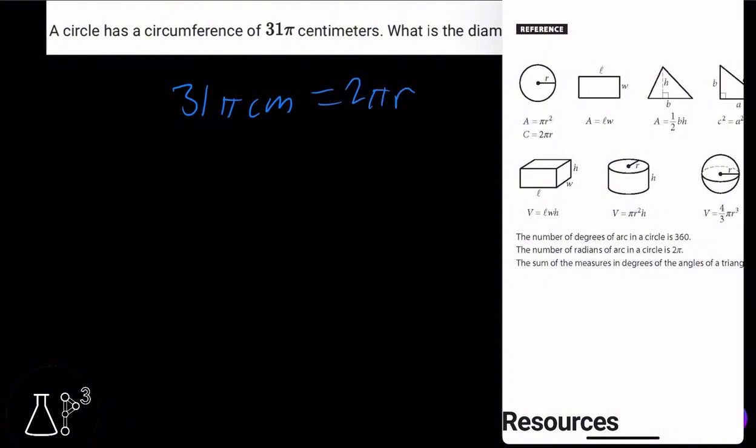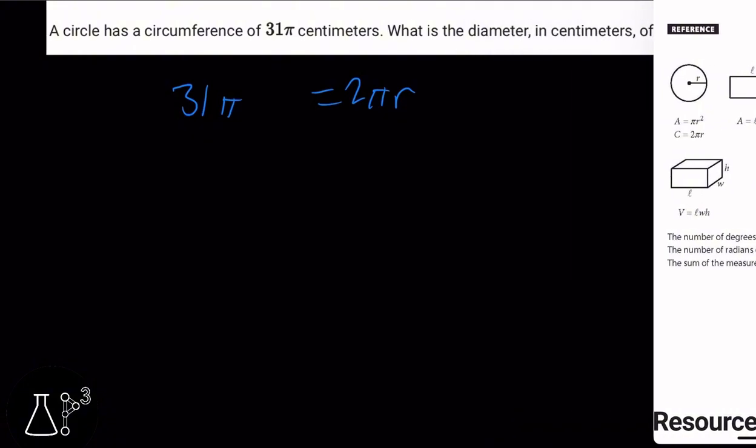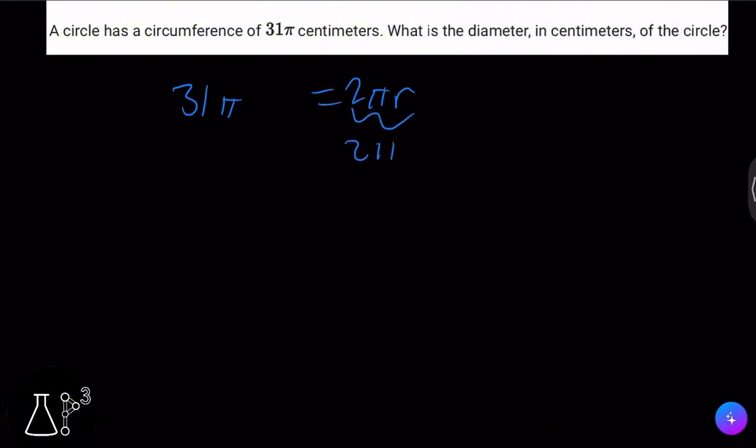And what are we looking for? The radius. So what I want to do, let me take out the centimeters, is divide both sides by 2 pi, and I can find my radius. The 2 pi's cancel out here, and I'm left with 31 pi divided by 2 pi. The pi's cancel out, and I'm left with 31 divided by 2. And if you plug into a calculator or you do it mentally, you're going to get 15.5, which equals radius.